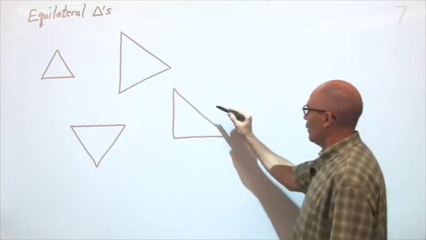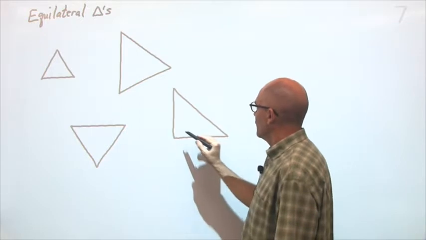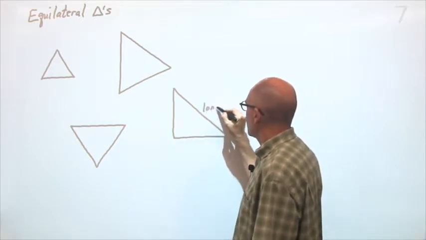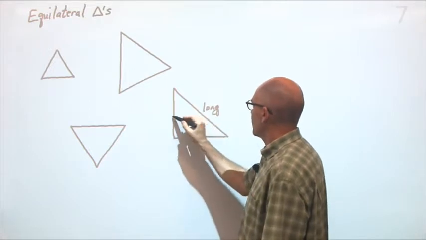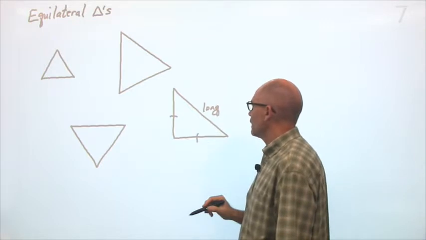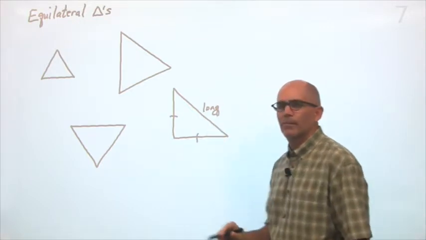Now, here is the imposter. This is not equilateral because this is the long side. And these two sides look like about congruent. So these are congruent, but that's the long side, so there's no way that's equilateral. Okay.